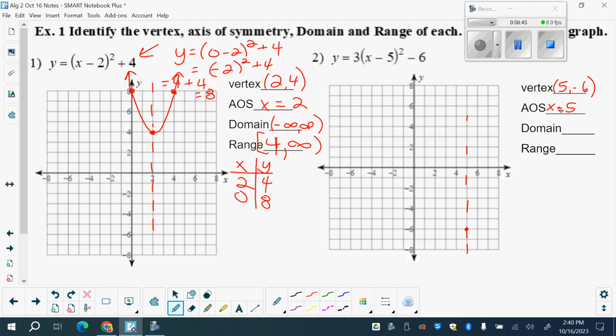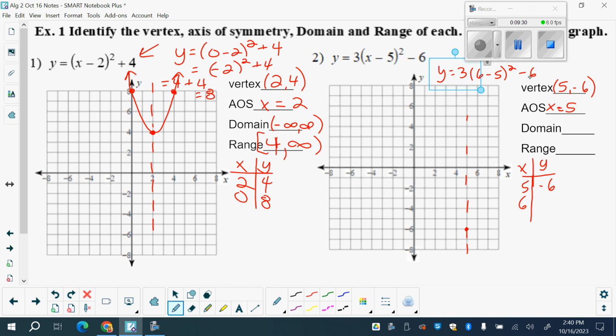Okay, so we want to graph it. We're going to make a table. We have 5, negative 6. We want to pick a number close to 5. 4 is fine, but I'm going to pick 6 just because that would give me a positive number. I just want to avoid the negative. So I get y equals 3 times 6 minus 5 squared minus 6.